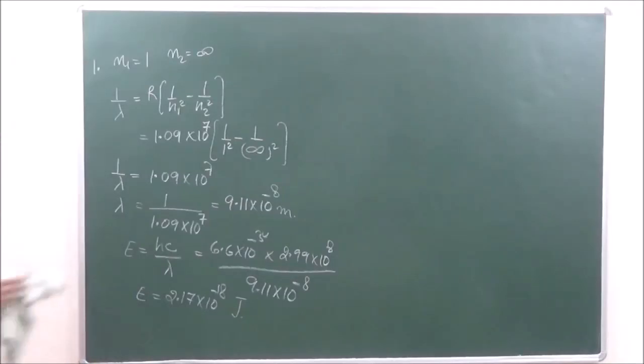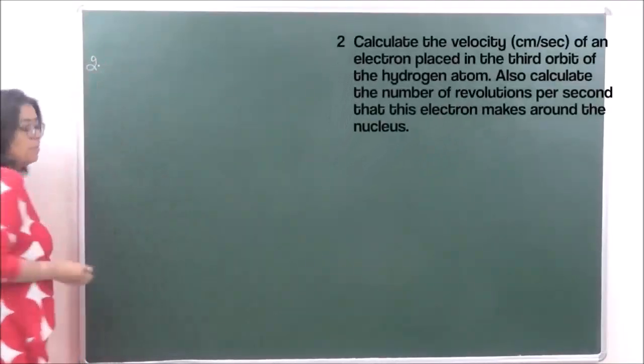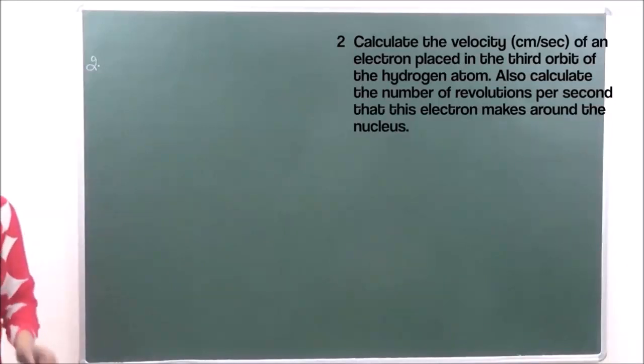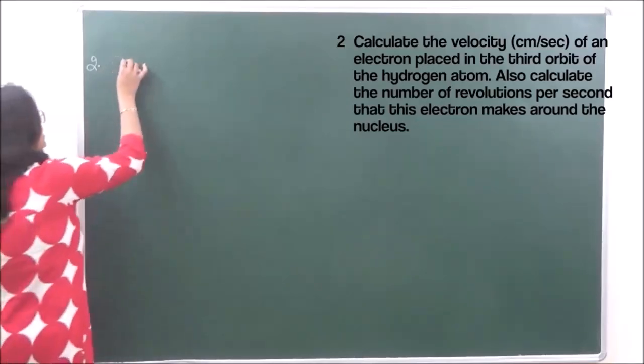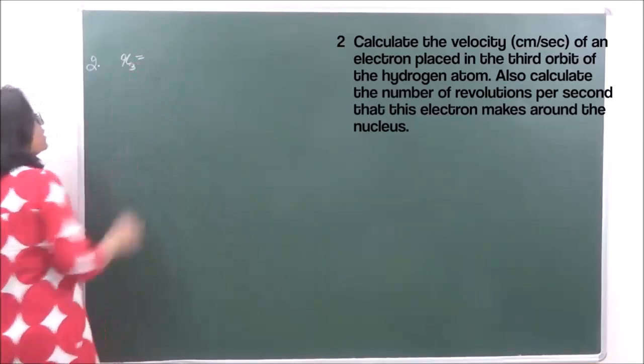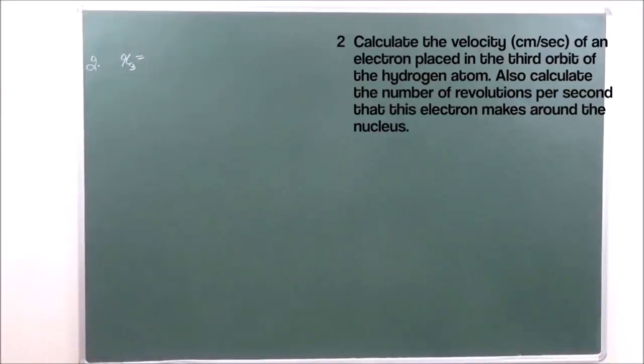Let's go to question number 2. Question number 2 is: calculate the velocity in centimeters per second of an electron placed in the third orbit of hydrogen. So n is given as 3. Also calculate the number of revolutions per second that this electron makes around the nucleus. Okay. So first of all, in the first step, we need to calculate the radius. Only then we can calculate the velocity. So in the first step, let's calculate the radius for n is equal to 3. Radius, that is given as what?